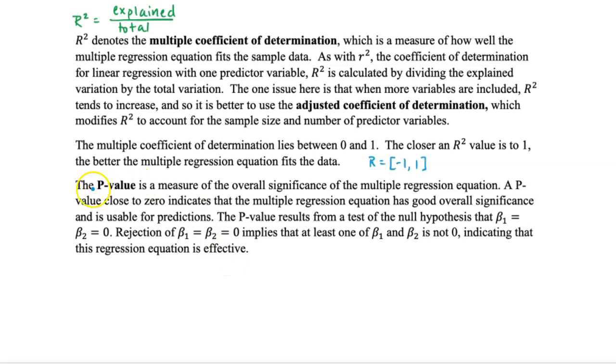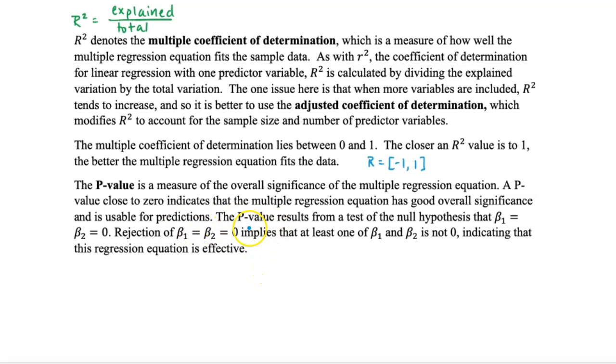Next, we're talking about the p-value. Now, p-value is pretty universal. You'll see this in hypothesis testing. When we talk about correlation, it's going to continue on in this class that when we have a low p-value, a p-value close to 0, we can say that this regression equation has a good overall significance and is usable for prediction. So this is a good fit.